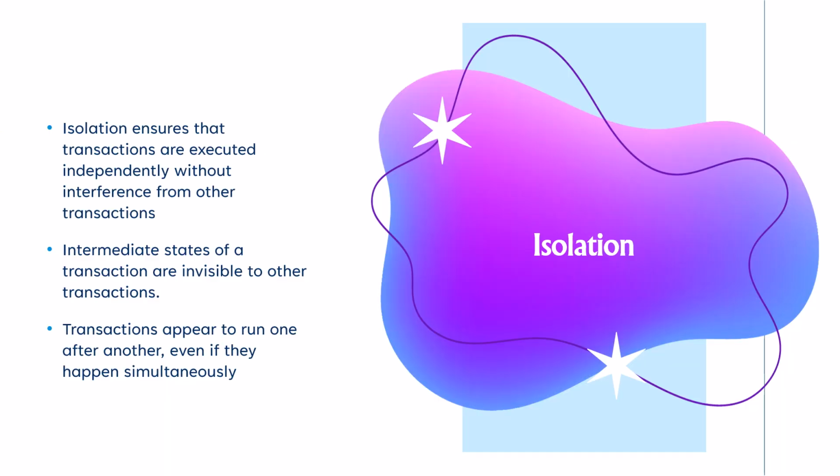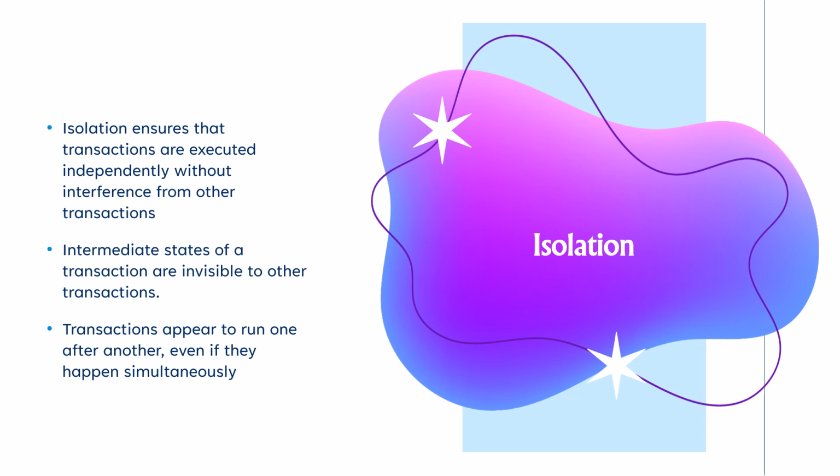So isolation is all about keeping transactions from interfering with each other. If you and someone else are doing something at the same time, your transactions won't see each other's half-done work. It's like taking turns, even if things are happening at the same time behind the scenes.